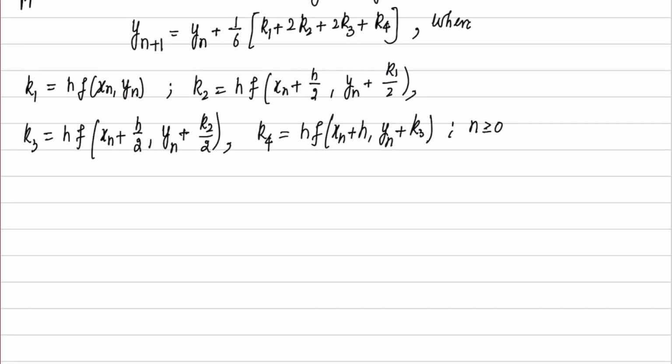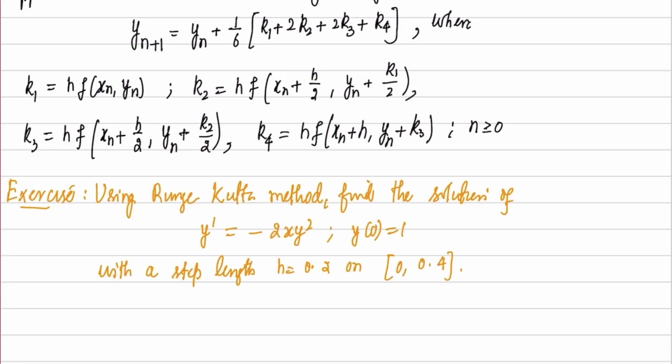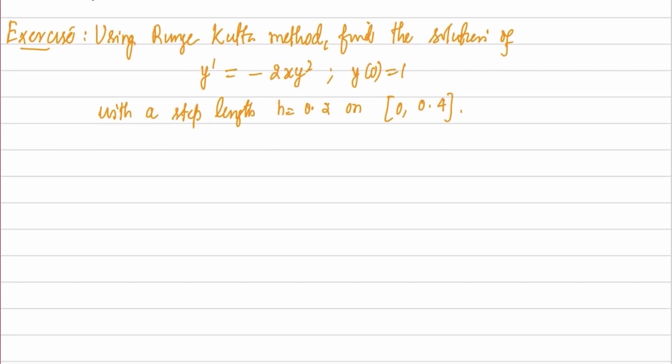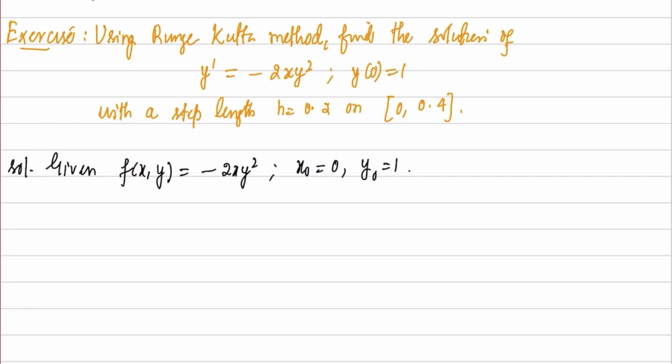Now let's come to our exercise. Find the solution of this initial value problem on the interval 0 to 0.4 using the value of h as 0.2, and f(x, y) is minus 2xy squared. So let's come to the solution. First we write down what we are given. Given f(x, y) equal to minus 2xy squared. Now y(0) equal to 1 means we are given x0 equal to 0, y0 equal to 1, and h equal to 0.2.